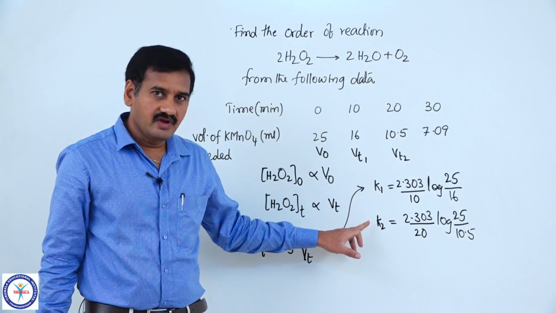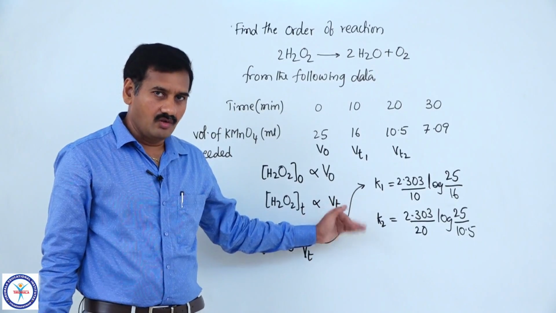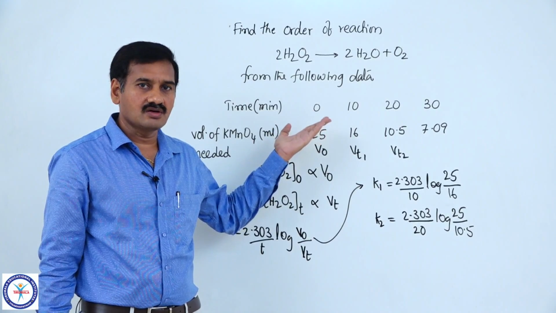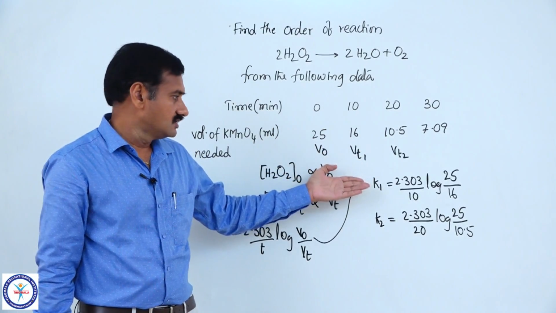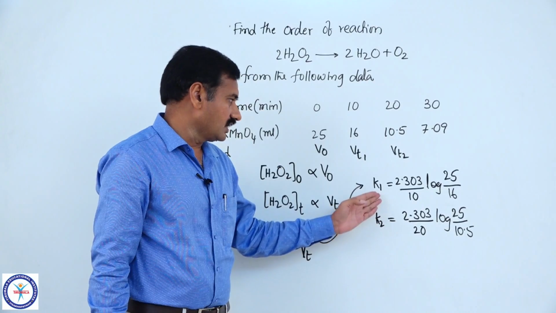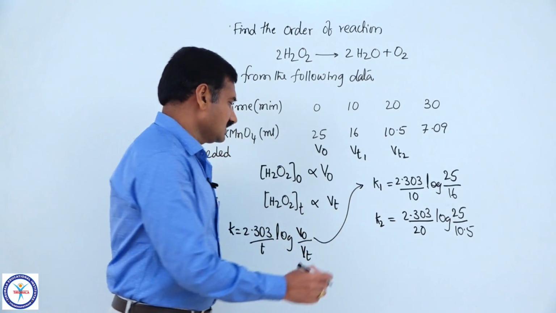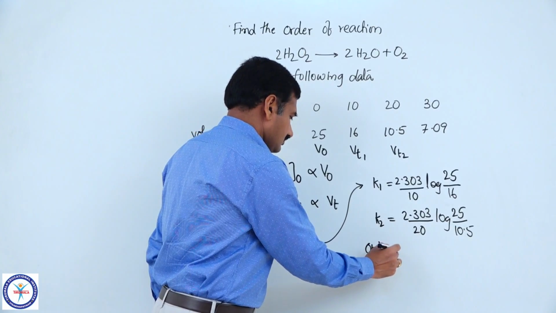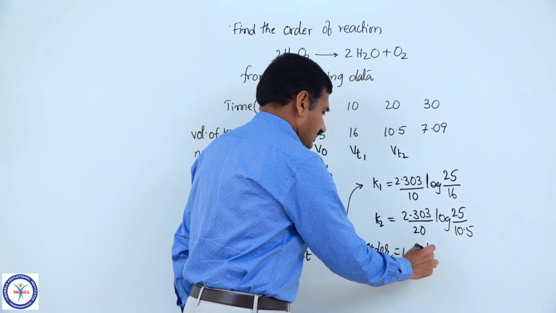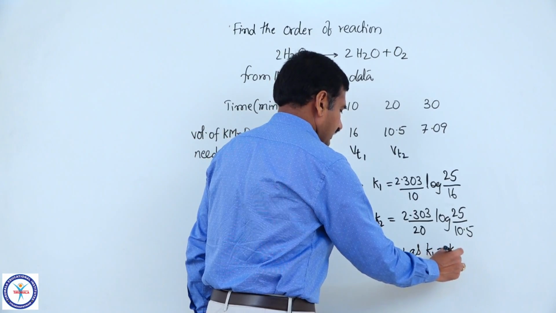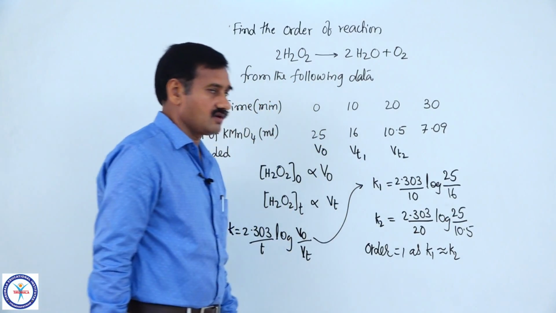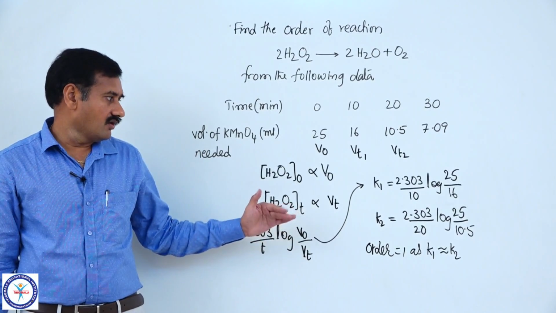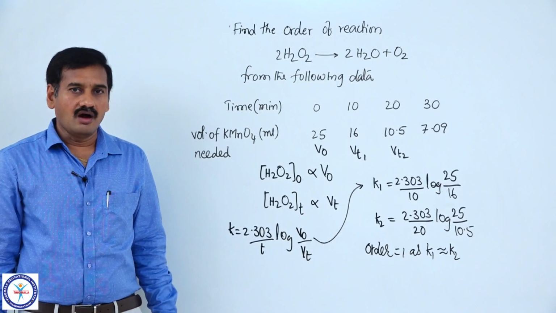If at both times the rate constant value is almost the same, we have to say that the dissociation of hydrogen peroxide follows first order kinetics. The values of K1 and K2 are almost the same. So we have to say that H2O2 follows first order kinetics, order equal to 1. Yes, K1 is approximately equal to K2. Verify that. Are you getting the same values of K or not? So this is one way of finding the order of reaction.